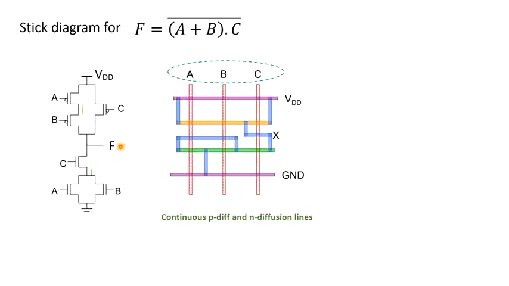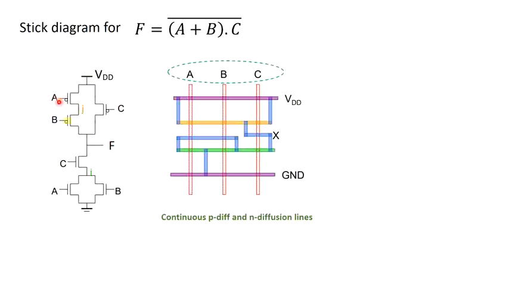We can also see the output F is also connected with B. So here also the output is connected with the B drain. That is also fine. And the A drain is connected with the source of B. Merged diffusion, you remember? So this is fine in terms of this pull-up network.